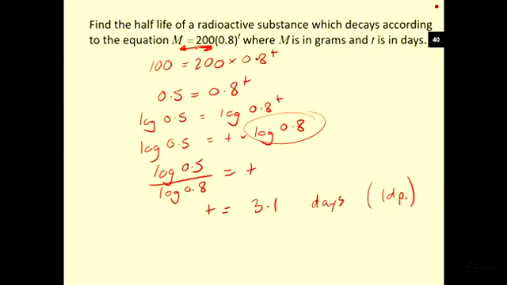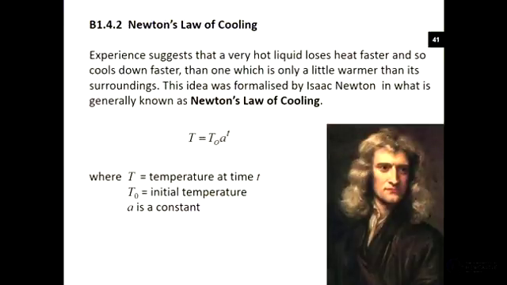Half-life or doubling time, same question, and the log content, repetitive. So the next one, all I'm leading to here is another question. Newton's law of cooling, he came up with this, but look at it, it's exactly the same. The temperature of the cup of tea, say, is equal to its initial temperature times some number to the t. Same thing. Initial temperature, multiplying factor, it's exponential decay.